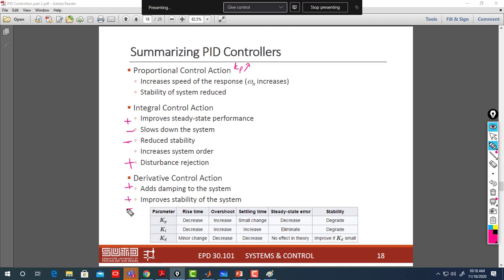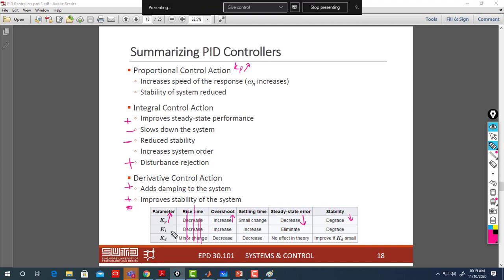Derivative term. Let's see the summary here. Okay, this is a table, it summarizes. This is taken from Wikipedia. If I increase KP, how will this affect the overshoot? Overshoot will increase. What about the steady state error? It will decrease. What about stability? It will degrade if I increase the KP.